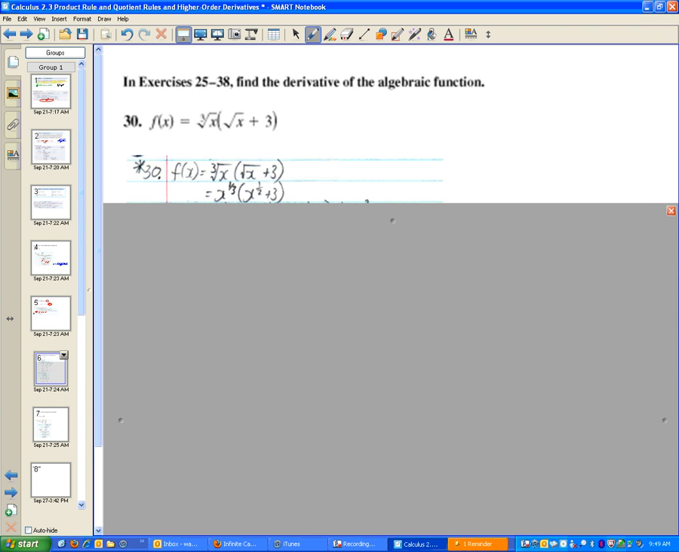So I haven't done any derivative. I've just rewritten the cube root of x as x to the 1/3, and the square root of x is x to the 1/2.